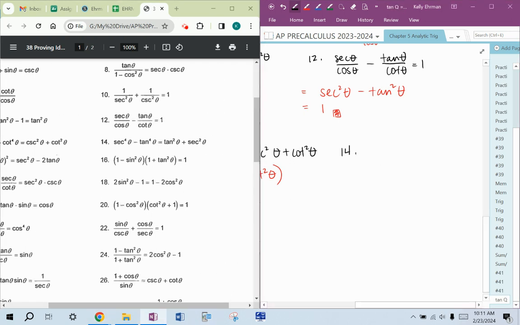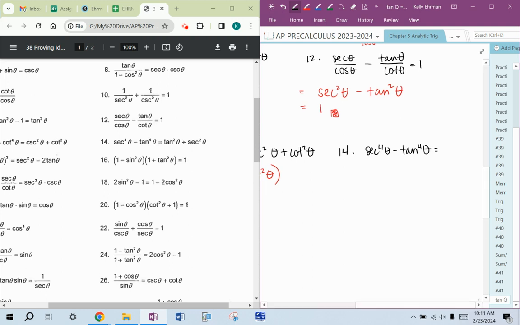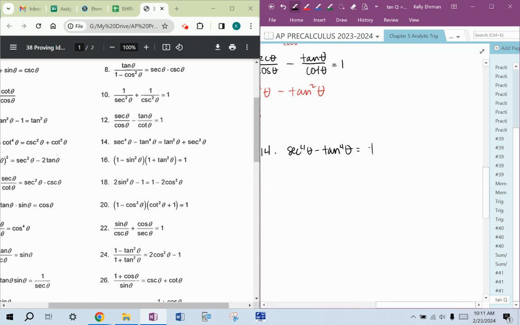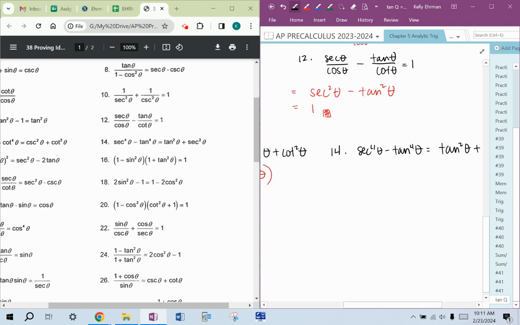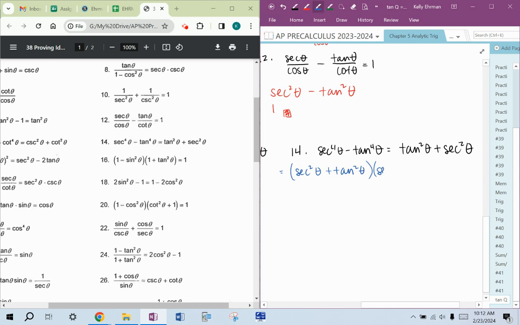For number 14, looks like we have something similar. So number 14 is secant to the fourth theta minus tangent to the fourth theta. We're supposed to show that that's equal to tangent squared theta plus secant squared theta. Okay, so again, let's start by factoring. It's a difference of squares. Secant squared theta plus tangent squared theta, and secant squared theta minus tangent squared theta.